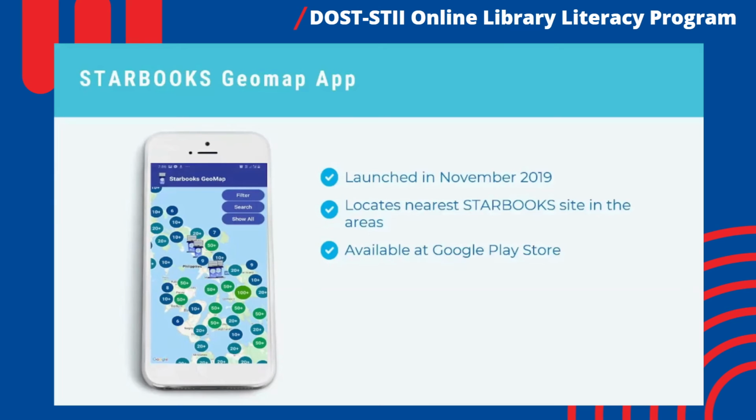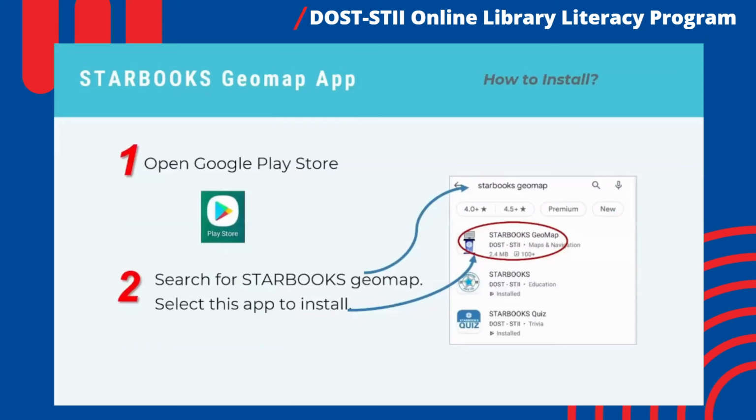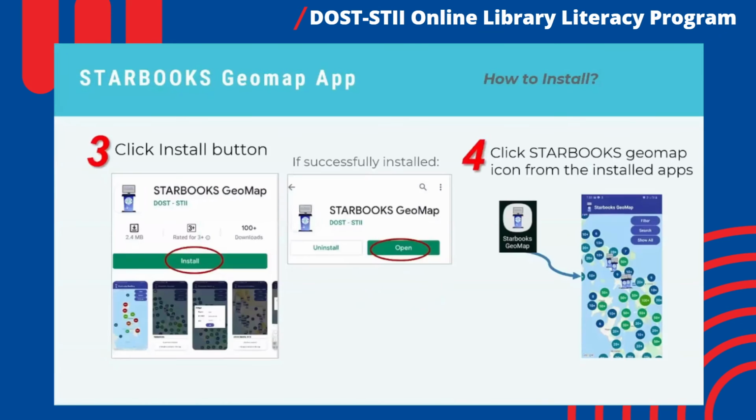And as the same, available din po siya sa ating Google Play Store. So punta lang kayo ang Play Store, search nyo si Starbooks Geo Map. And you'll see yung kiosk icon natin. Of course, created by DOST-STII pa rin po. And install. So, paano natin siya gamitin?